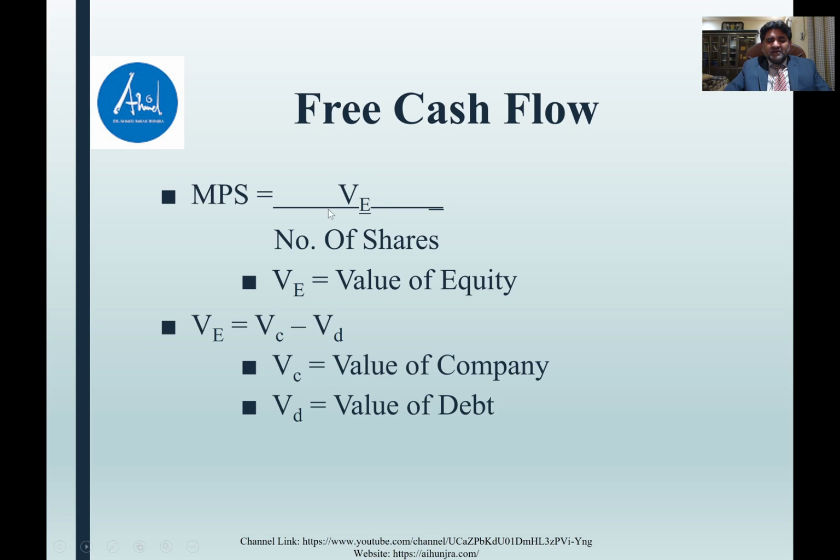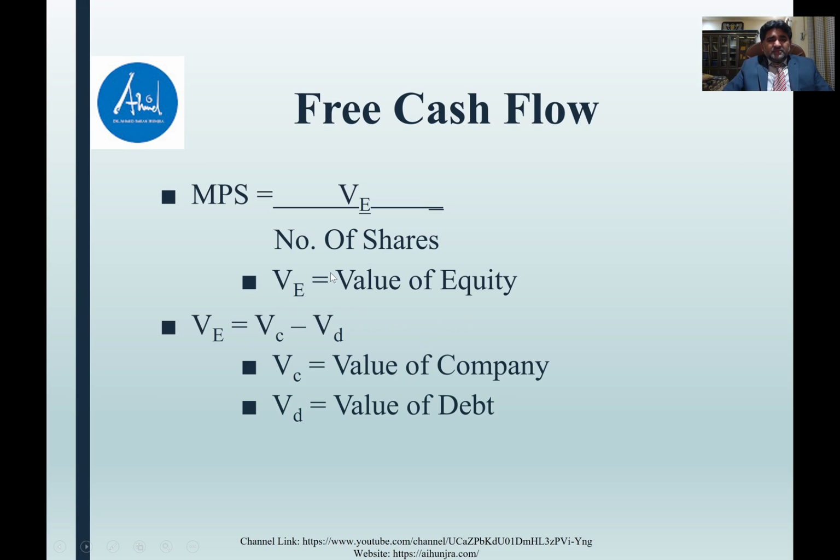So if we have the data of the value of company and the value of debt, then we can find the value of equity. The value of equity is equal to the value of company minus the value of debt. It is understood that the left side of the equation is assets and the right side is equity and debt, so the value of equity plus the value of debt is equal to the value of company. Therefore the value of equity is equal to the value of company minus the value of debt.